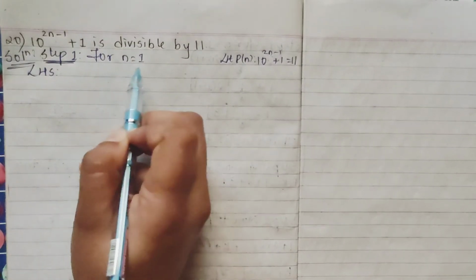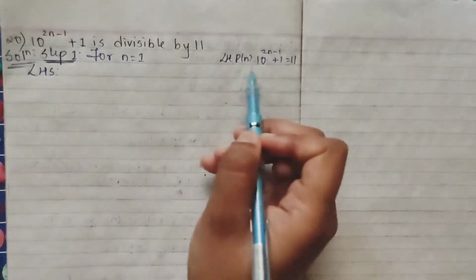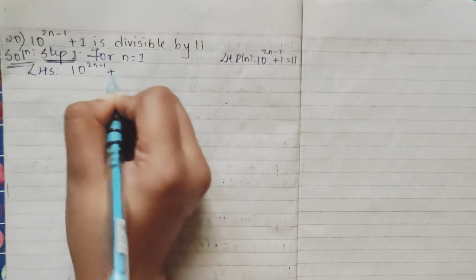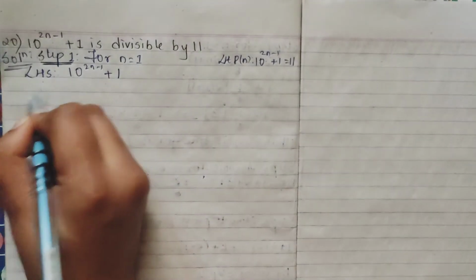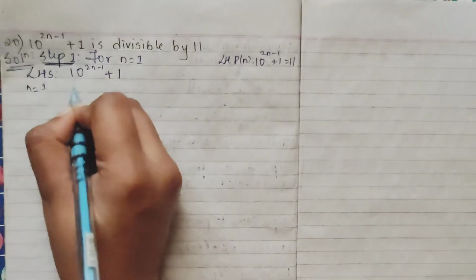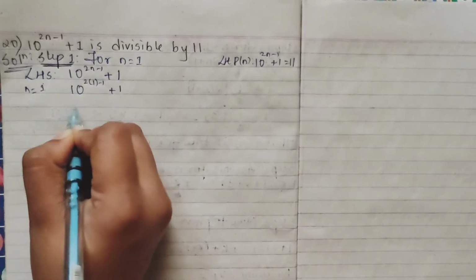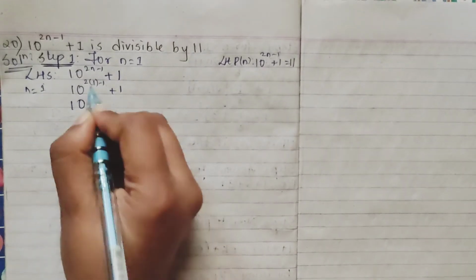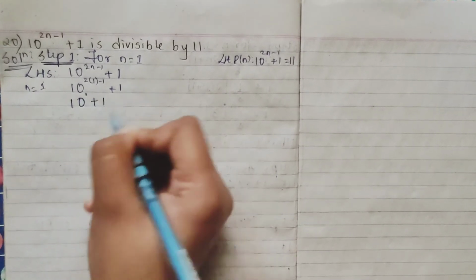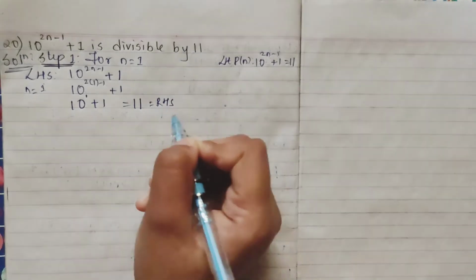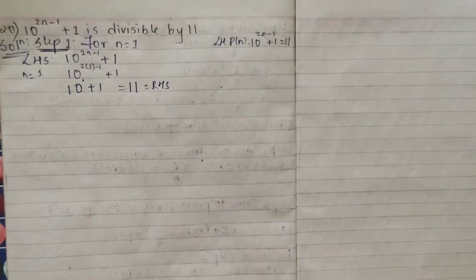So first for step 1, for n is equal to 1, LHS will go. LHS, what it is, 10 raised to 2n minus 1 plus 1. So wherever n is there, what we put, n is equal to 1, right? So what we get, 10 raised to 2 into 1 minus 1 plus 1. 2 minus 1 is 1 itself, plus 1. So 10 plus 1, you are getting 11, which is your RHS. Therefore, it is true for n is equal to 1.